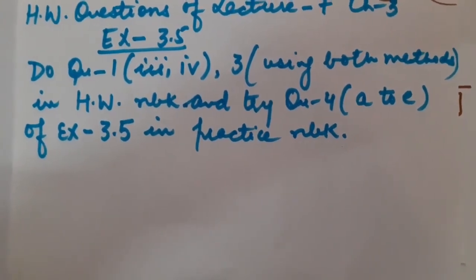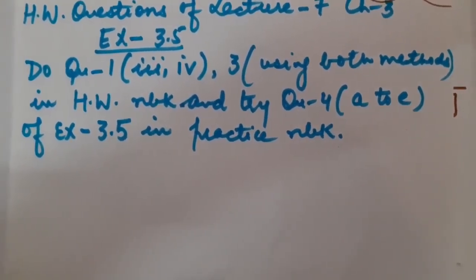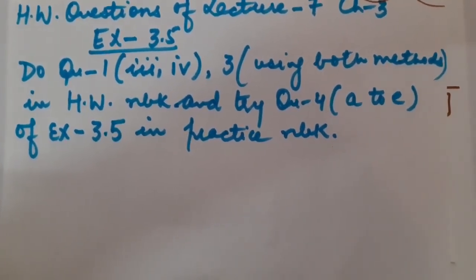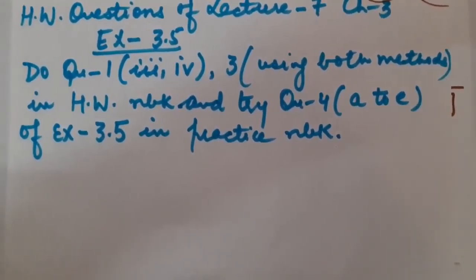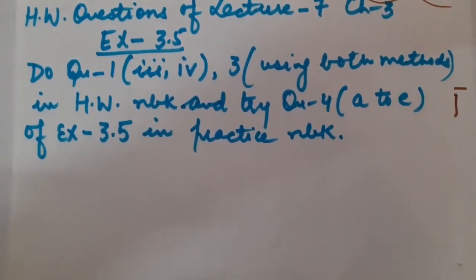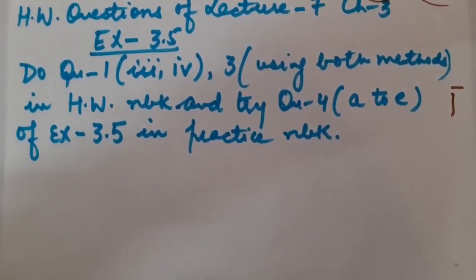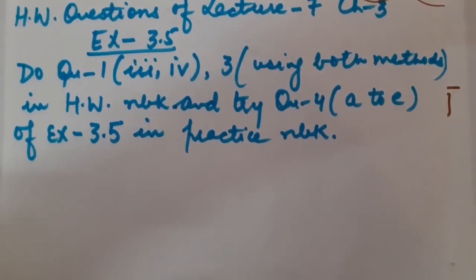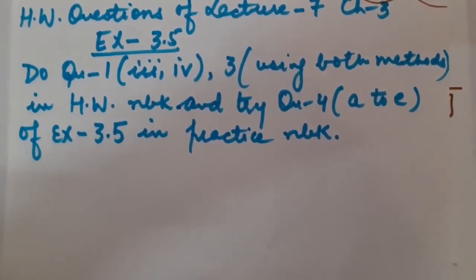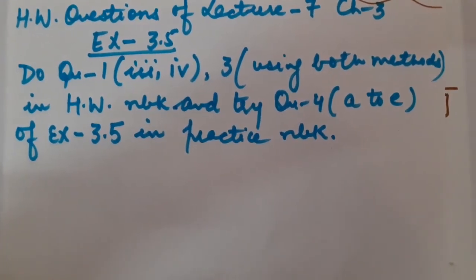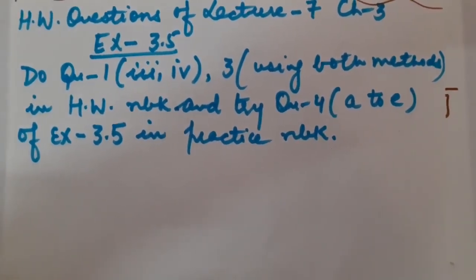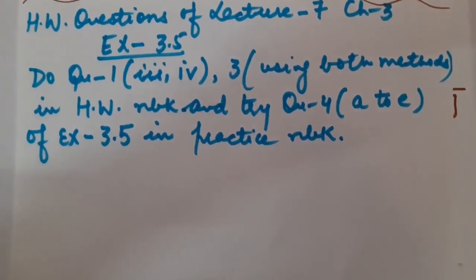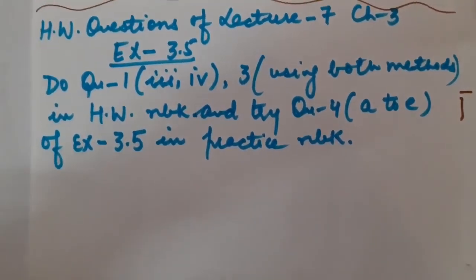And along with it, children, I have made you do many statement sums, many word problems. I hope now you may be capable of forming the pair of linear equations yourself based on word problems. So I am going to give you question number 4, A to E of exercise 3.5 just to try. You just have to form the pair of linear equations in your practice notebook. Understood, children?